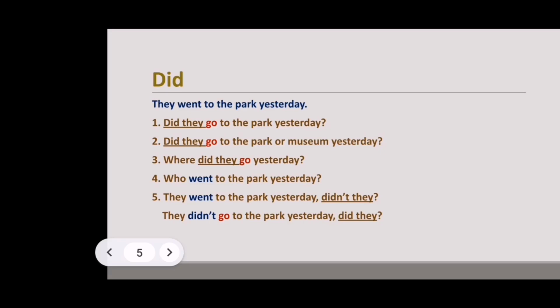The question to the subject without any did, without an auxiliary verb. So who went, and we should use the second form of the verb here. Who went to the park yesterday? Instead of the subject they, we should use who, and then we just rewrite the sentence. And two tag questions. They went to the park yesterday, didn't they? If the first part is positive. And they didn't go to the park yesterday, did they, if the first part is negative.